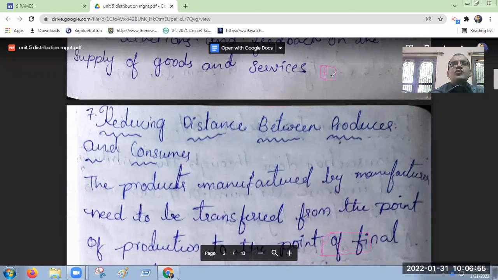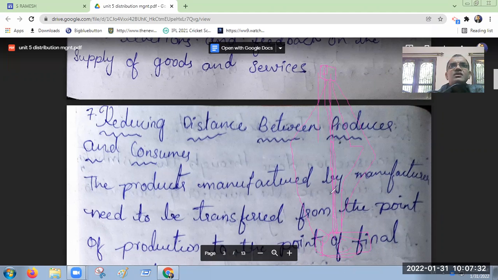See, the producer will have to think of several options: which way is very near to the consumer, how to reach the consumer. Different points will be there, different channels will be there. I mentioned, the producer can directly sell to the customer. Nowadays various online options are also available. If the consumer makes payment online directly to the production unit, the goods and services can be utilized by the customer. Door delivery is there nowadays.